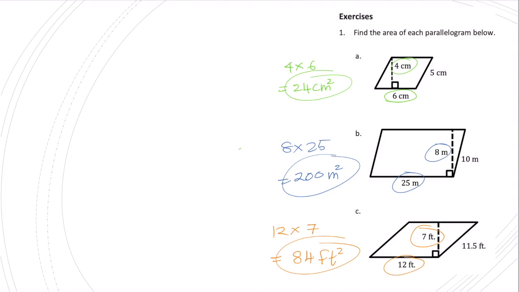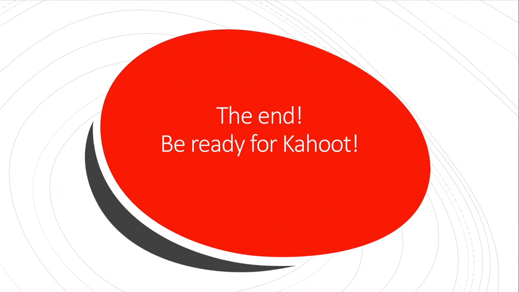Trapezoid is a little bit tricky, but you just add the two bases and multiply by the height divided by 2. Okay? And that's the end for today's lesson.